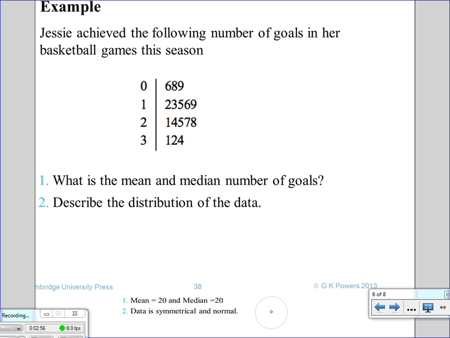Describe what's the mean median? So, work out the mean. How do we do it? We add them all together.